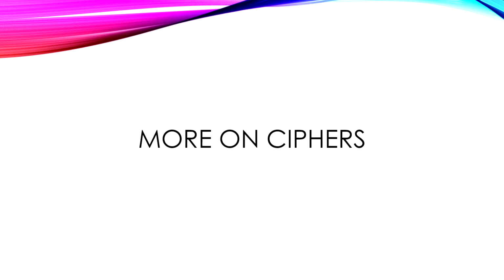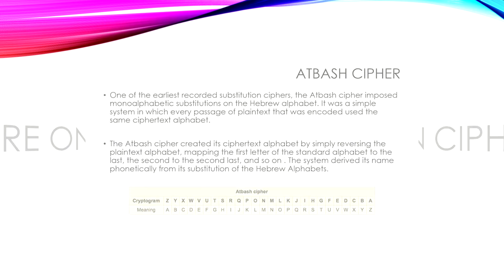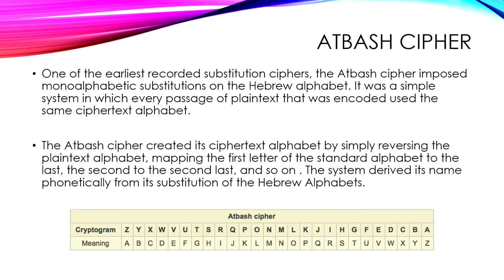Now let's learn more about string encryptions with ciphers. The first is the Atbash cipher. It is one of the oldest ciphers and was actually made to encrypt Hebrew text, but it actually works for other languages as well. In Atbash cipher, we create ciphertext by simply reversing the order of the standard set, as you can see in the picture.